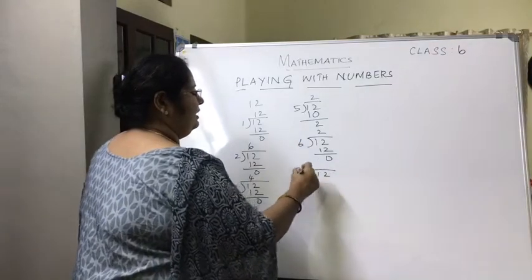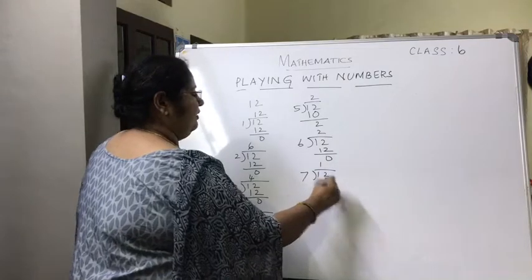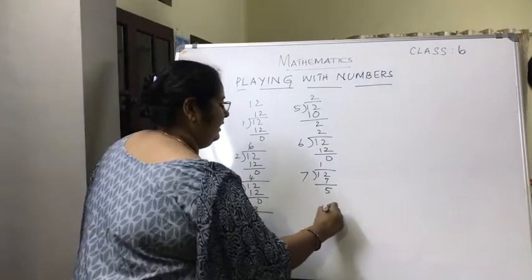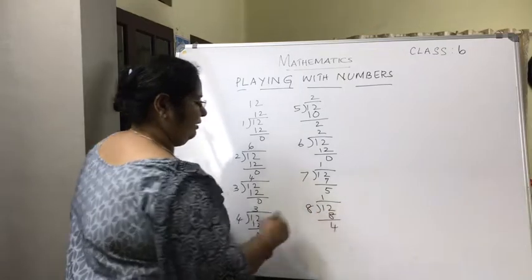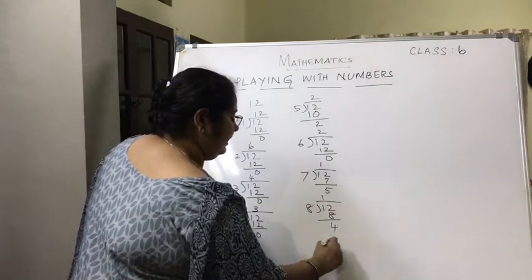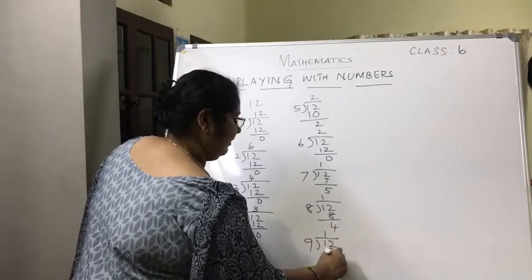Dividing 12 with 7. 7 1s are 7, a remainder 5. Dividing 12 with 8. 8 1s are 8, a remainder 4. And then 12 divided with 9. 9 1s are 9, a remainder 3.